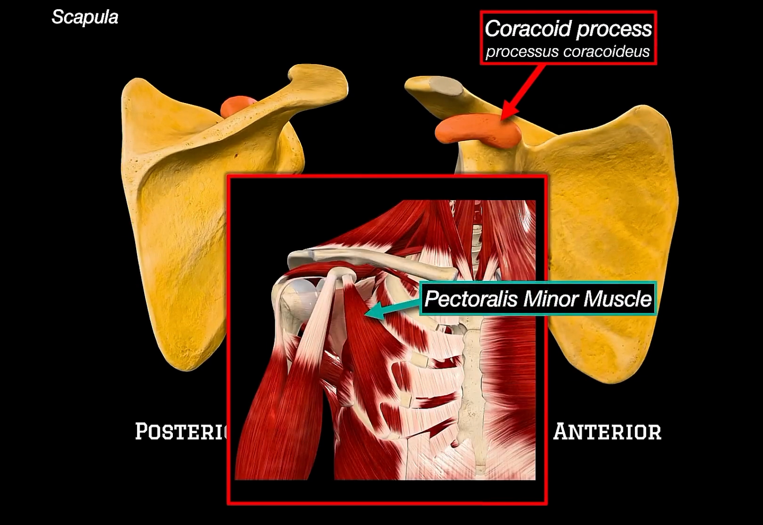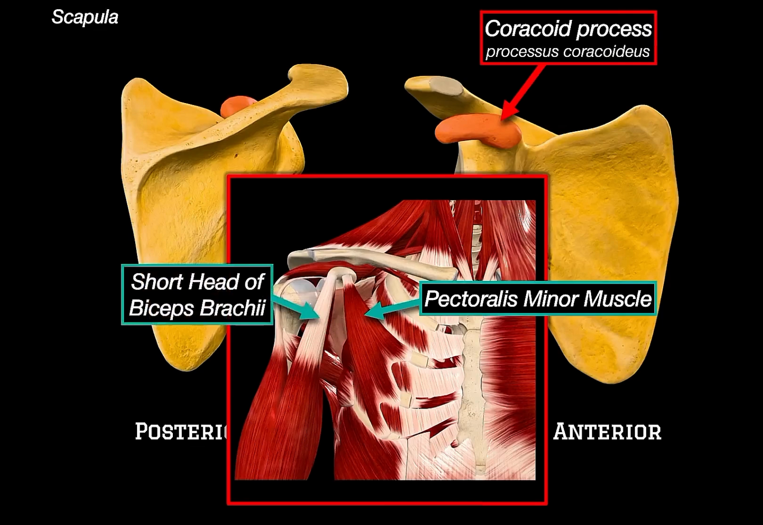One of the muscles that attaches here is the pectoralis minor. This muscle originates from the 3rd to 5th ribs and inserts on the coracoid process. Its action pulls the scapula forward and downward, helping stabilize the shoulder during activities like pushing or reaching.